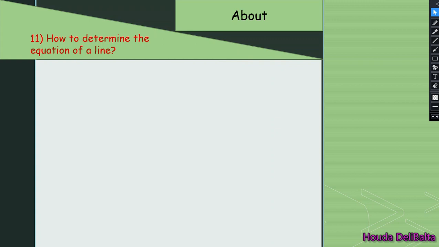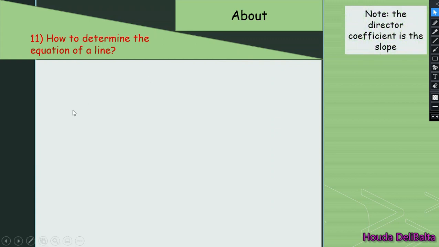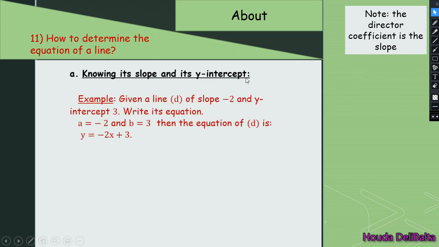And here we go. First, we have to keep in mind that the slope has another name, which is called the director coefficient, because you may see it somewhere. So the first idea in writing the equation of the straight line, or the first case, is the case that if you know the slope of the straight line and its y-intercept, and that's a very easy case.